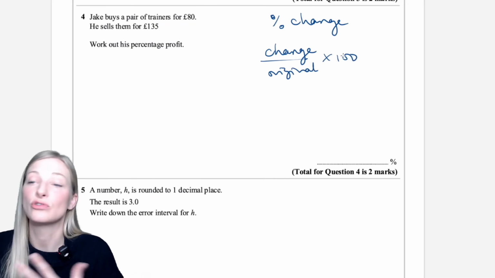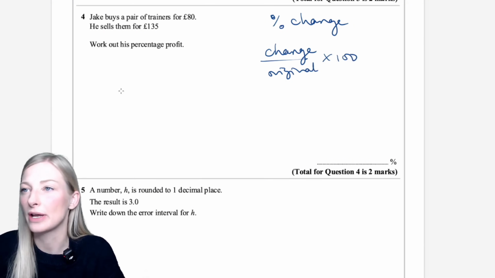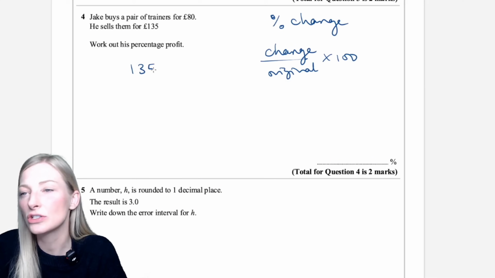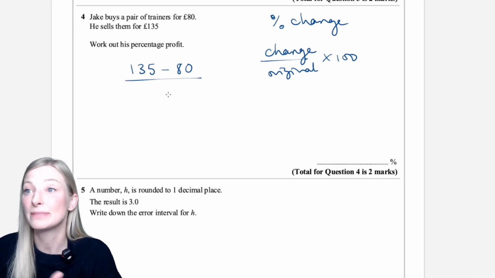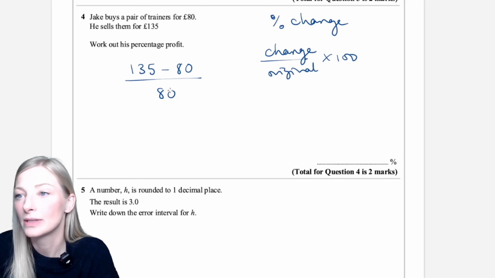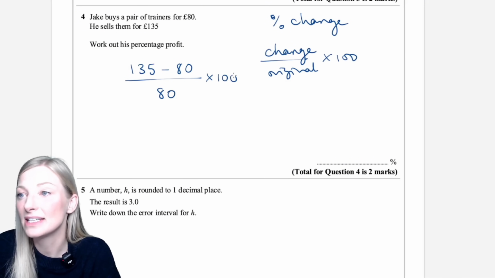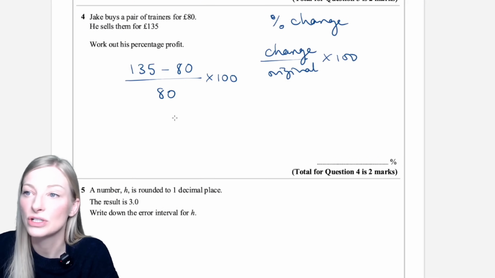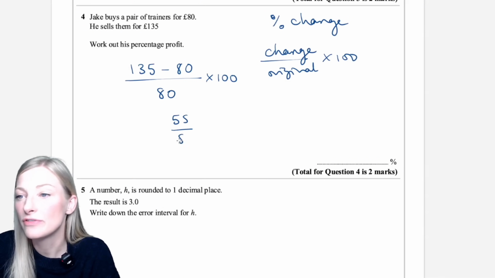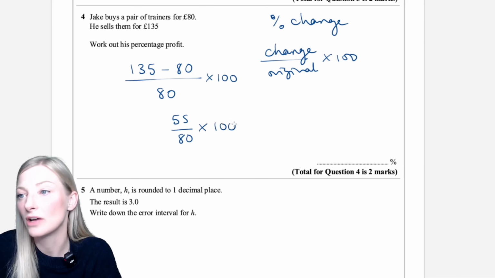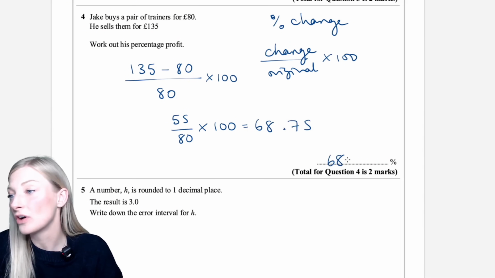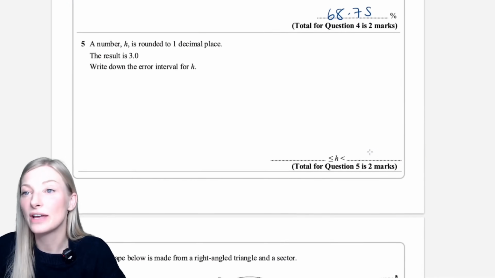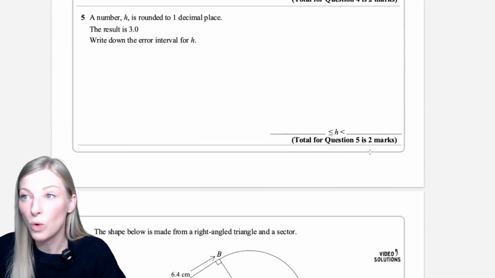How much has it gone up by over the original times by 100, or how much has it gone down by? But here we're looking at going up. So the difference, the change, is going to be 135 take away 80 over the original. And the original is how much money he spent out. So that's going to be 80. And then to get that as a percentage, we are going to multiply it by 100. So that's going to be 55 over 80 multiplied by 100. And that gives us a percentage of 68.75%.